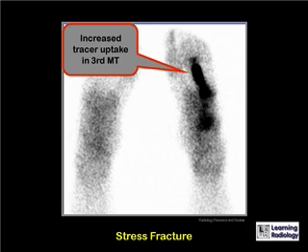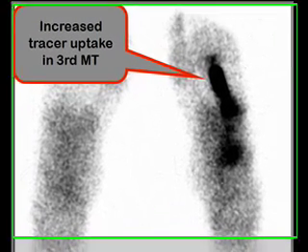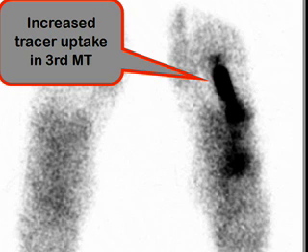And this is an example of a nuclear medicine bone scan, which shows in the right foot that there is an area of markedly increased tracer uptake along the shaft of the third metatarsal. This patient also had a negative X-ray to accompany this positive bone scan, and the two of them together, as well as the history, are diagnostic for a stress fracture.